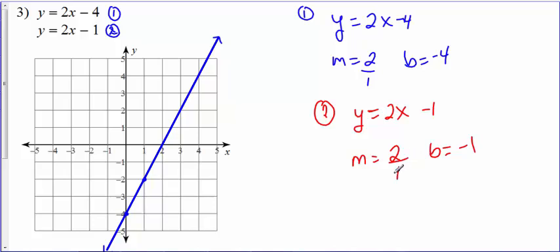So if we're looking at this, line 1 has a slope of 2 over 1, and line 2 has a slope of 2 over 1. Now, let's check out the y-intercepts. This y-intercept is negative 4, and this y-intercept is negative 1. So we're going to go ahead and graph this. I'll put a point at negative 1 on the y-axis. It's a positive slope. It goes up 2 and then over 1 to the right. So 2 over 1. Let's go ahead and graph a line.